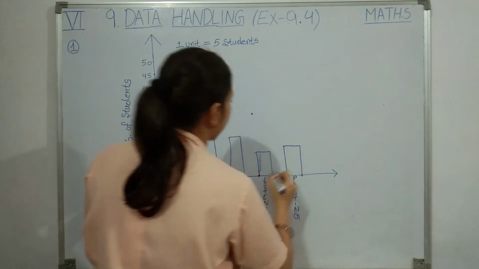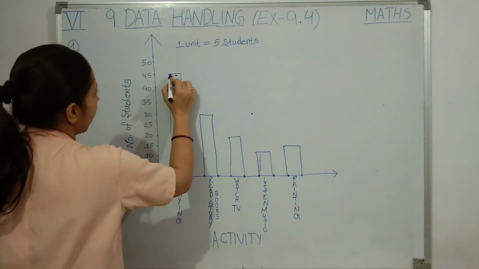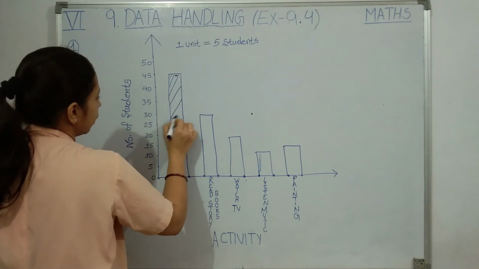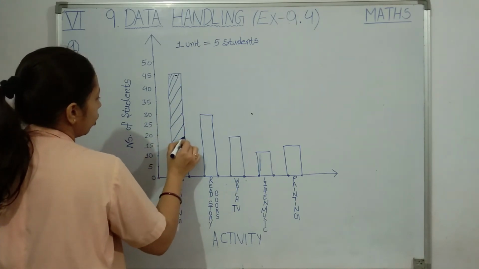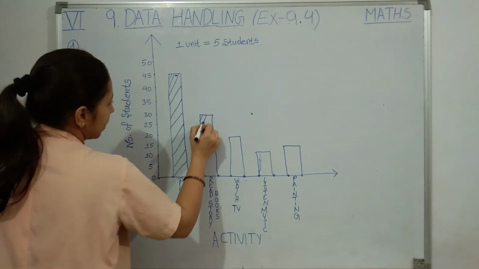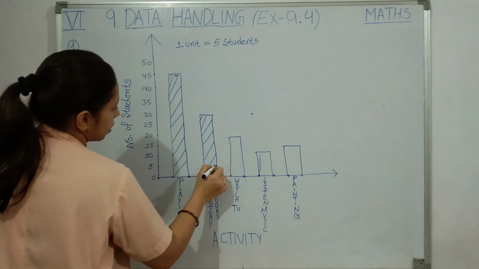See students, our bar graph is ready. Now if you want, you can shade the bar like this. It is not necessary, but if you want, you can show it. Either you can shade it completely using your pencil or just make stripes. Okay, so this is the bar graph.